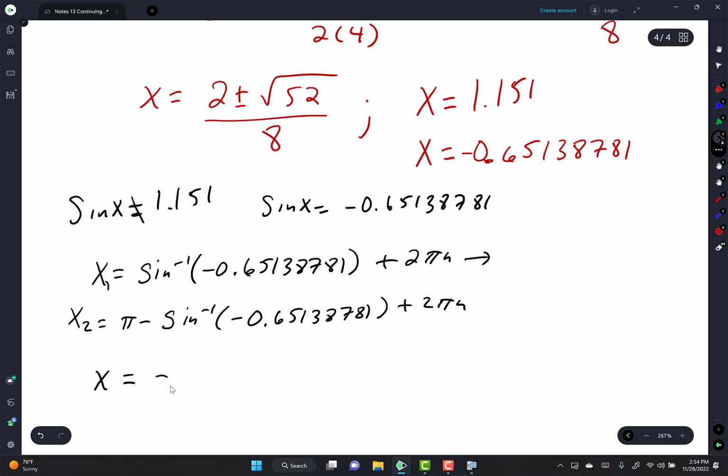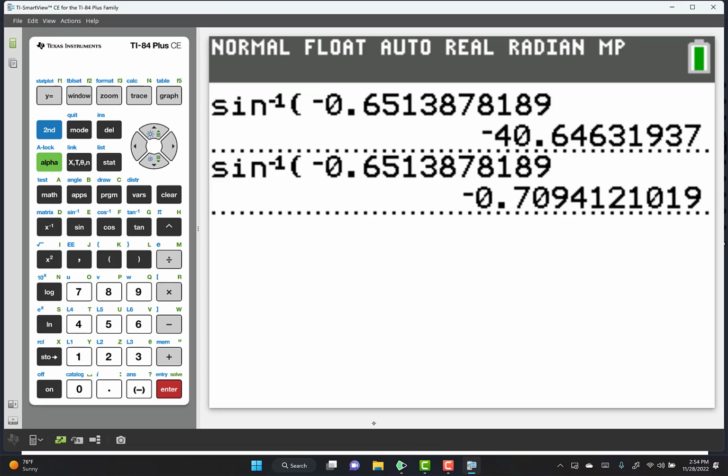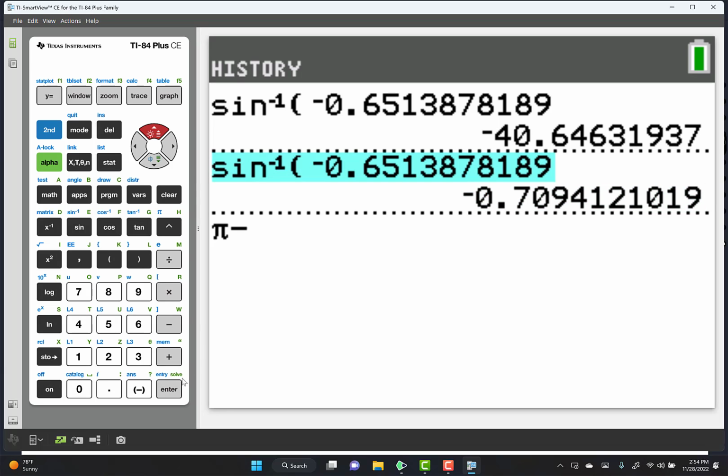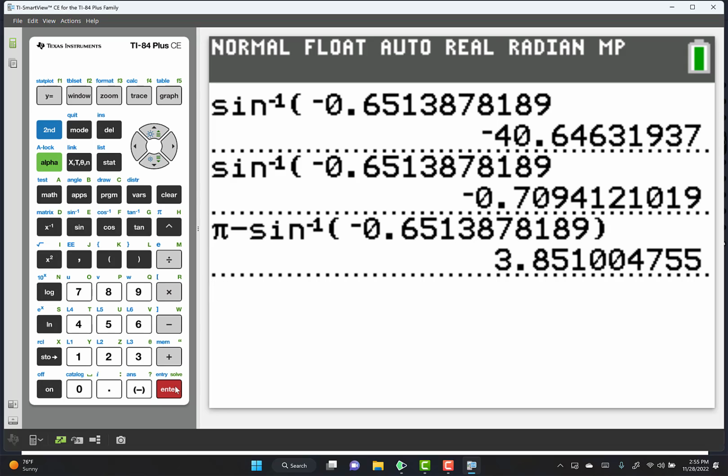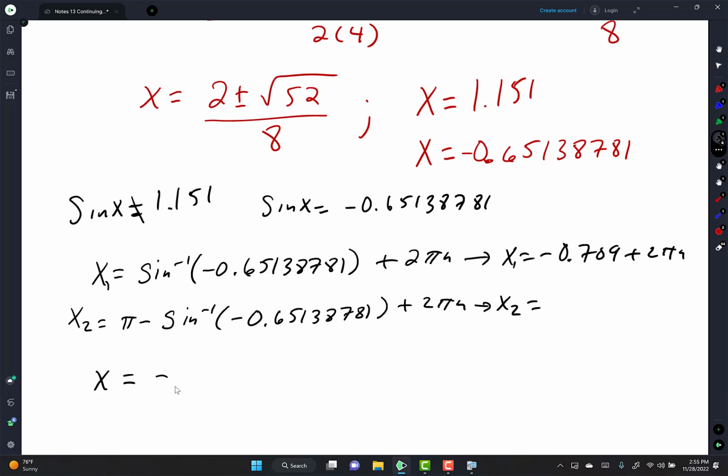I'll just put an arrow here. x equals negative 0.709 plus 2 pi n. That's x1. And let's see what x2 is. Pi minus, second pi minus this guy. 3.851. We're almost done, guys. 3.851. Okay, here are my answers.